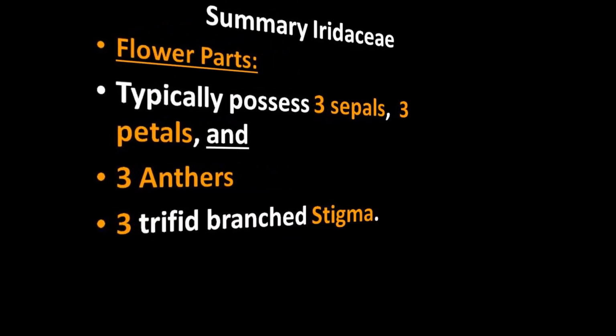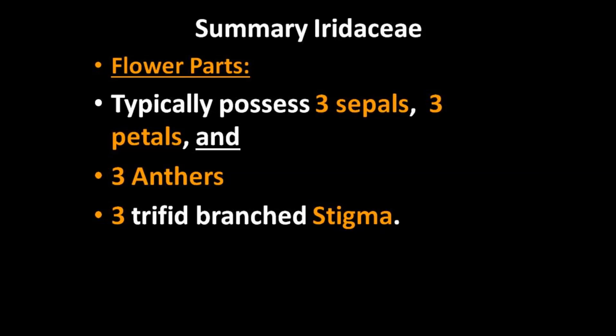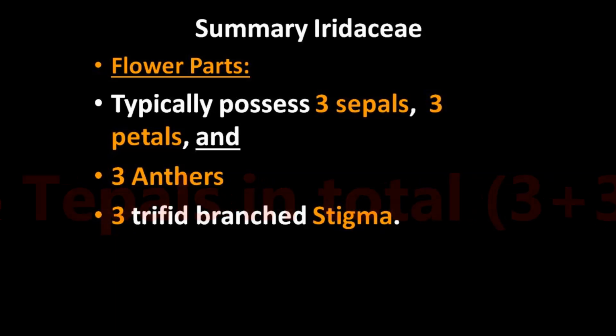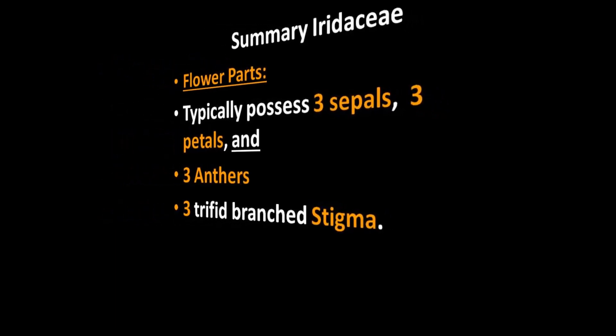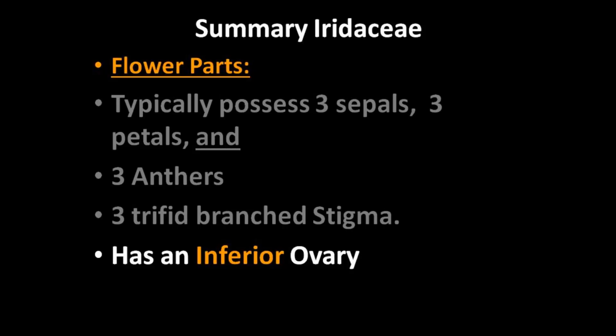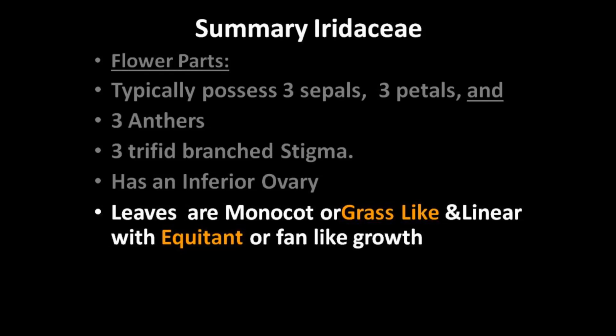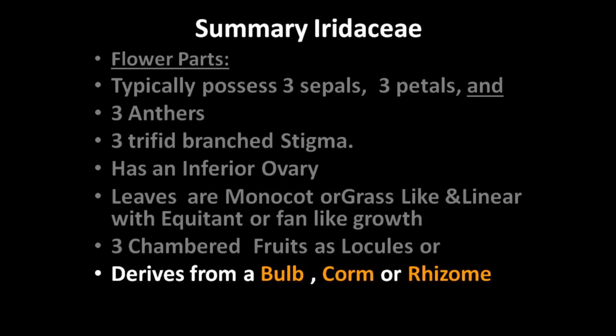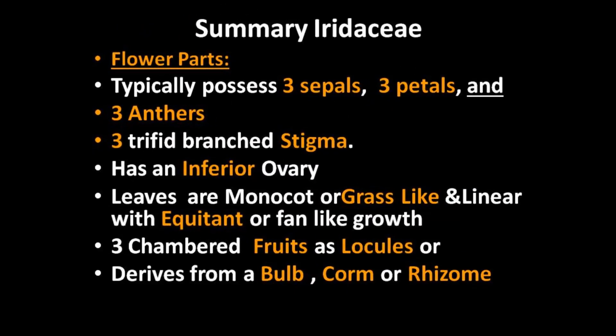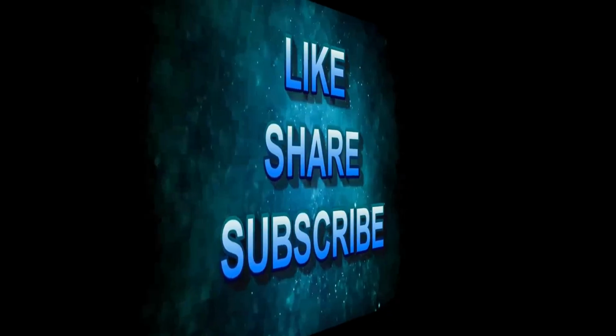So, if you have a plant that has the following, typically possessing 3 sepals, 3 petals and 3 anthers, and a trifid branched stigma, and where the tepals may be arranged in 2 whorls of 3 on the inner and outer perianth, or where the 6 tepals are retained by having 3 standard petals and 3 fall sepals, and where an inferior ovary occurs beneath the flower structure, where the leaves appear to be monocotyledonous and grass-like with linear venation and equitant growth, and where the fruits develop in a 3-celled chamber known as a locule, and the plant has its origin as a bulb, corm or rhizome arising early in spring, then it is likely that the plant that you're looking at is in the family Iridaceae or iris family.